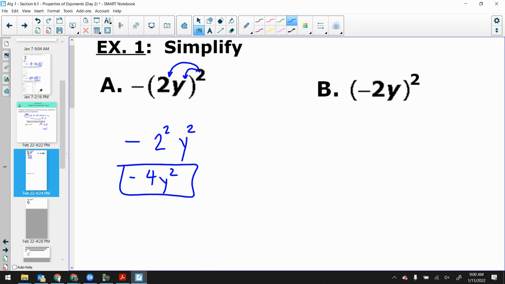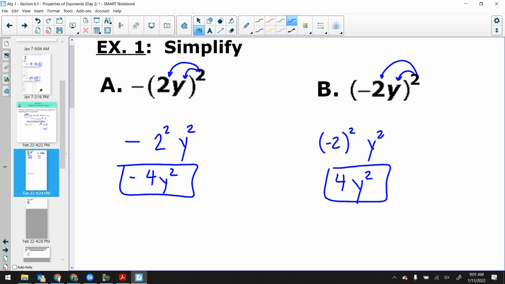Now, if there is parentheses there, what is being squared now? A negative 2. Like now we can write it like this. What happens to the negative now? It's going to go away. Negative 2 squared is a positive 4. So notice the difference between the two. One of them is positive and one of them is negative. The one with the parentheses is positive. The one without the parentheses stays negative.